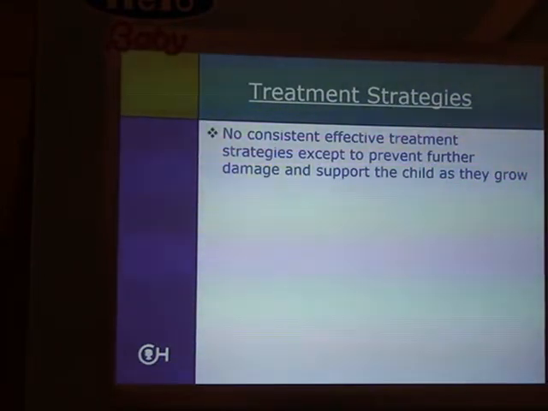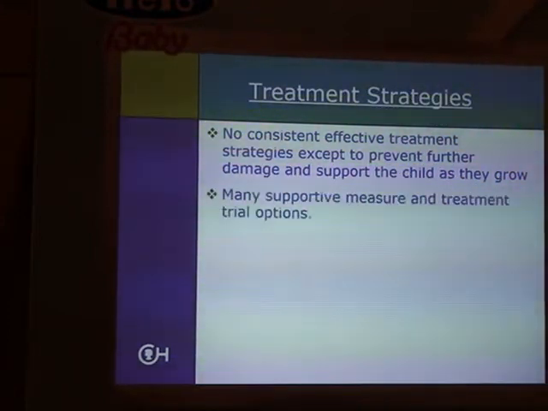As we said, there's no consistent effective treatment strategy except to prevent further damage and support them as they grow. Our lungs continue to grow up until about the age of 7-ish, and your airways continue to grow. So if we could just stop doing harm and hopefully get normal growth, then we should just be able to grow out of it, right? We don't use 100% of our lungs as we breathe as adults who grew up with normal, healthy lungs, hopefully. So to have that little bit that isn't functioning, you should be okay. Let's see if that's actually true. So there are many different supportive measures and treatment options that we trial.